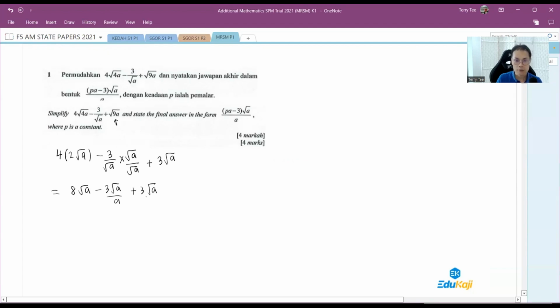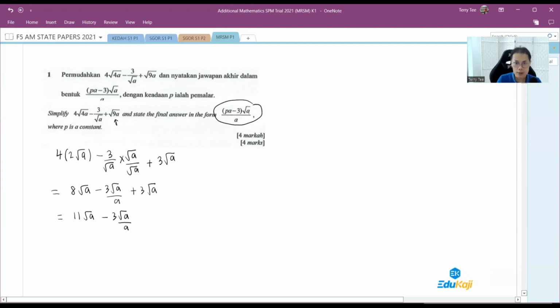Now 8 root a plus 3 root a, or 3 surd a, will give us 11 surd a. And then you have minus 3 surd a, root a over a. The thing is we have to give our answer in this form, so we have to combine them as a single fraction.